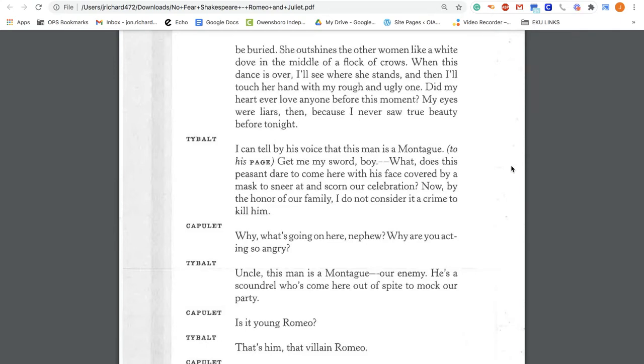So Tybalt, out of nowhere, sees or hears Romeo's voice, and you can see Tybalt is angry. Okay, so he's like, grab your swords. This Montague is here. We're going to fight him.